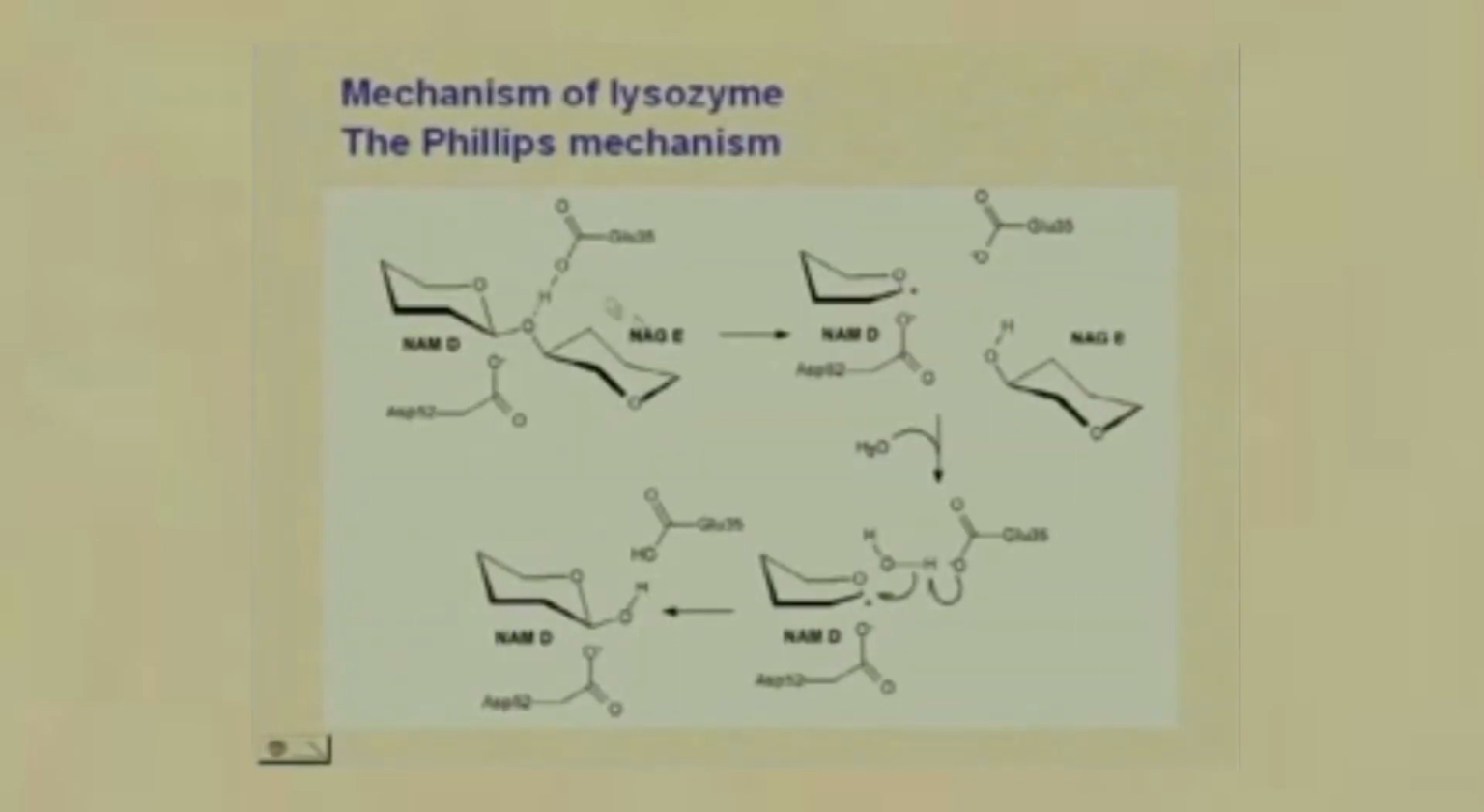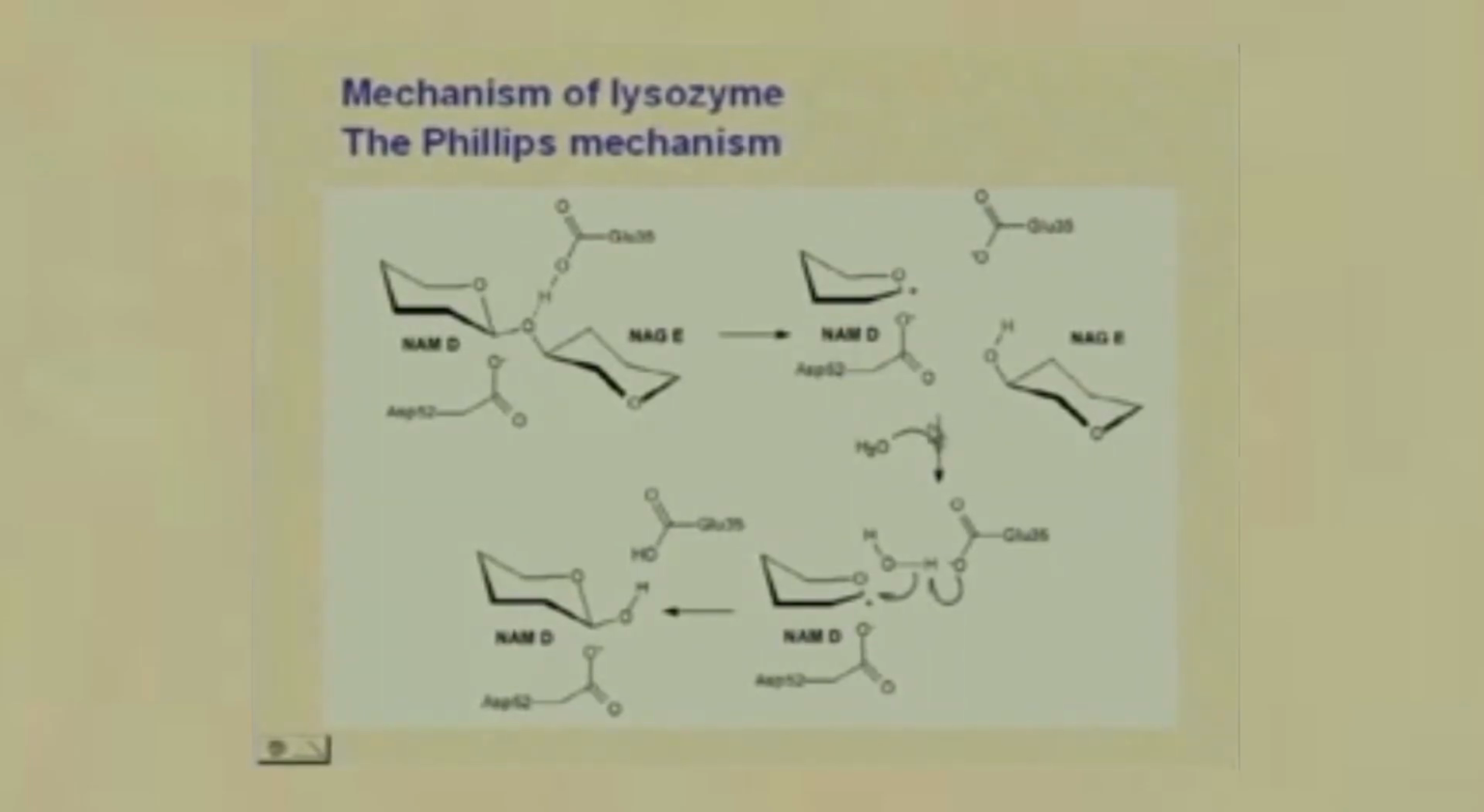This is basically just a summary of what we just said. It is called, by the way, the Phillips mechanism, and we have here, therefore, in the first step, the glutamic acid 35 provide the proton. It provides this proton to this NAM-NAG set. We have the oxonium ion produced, and the glutamic acid 35 from the COO minus.